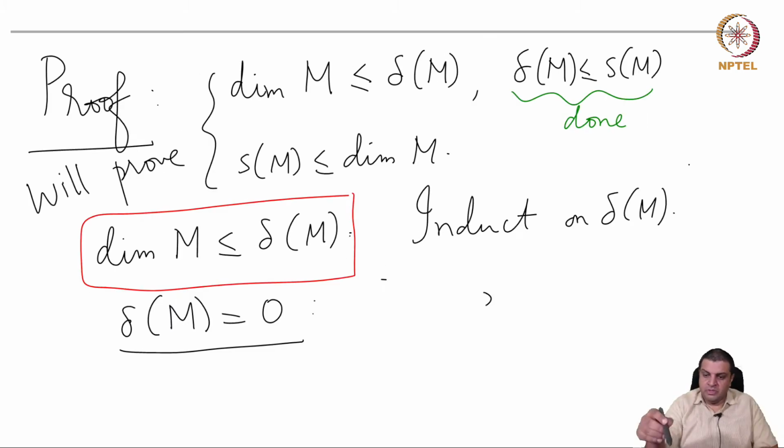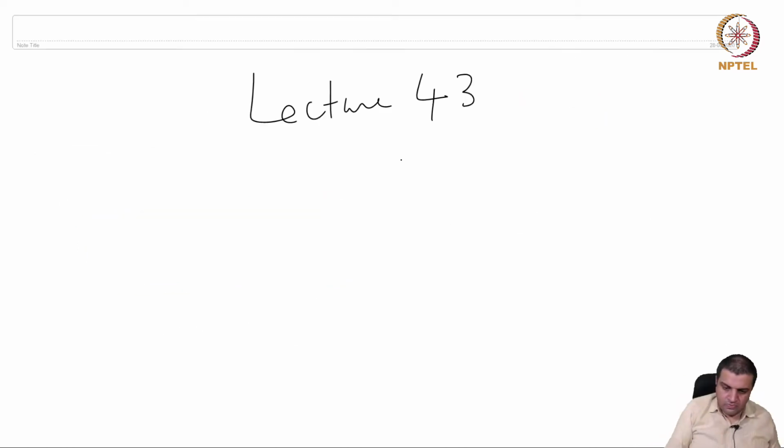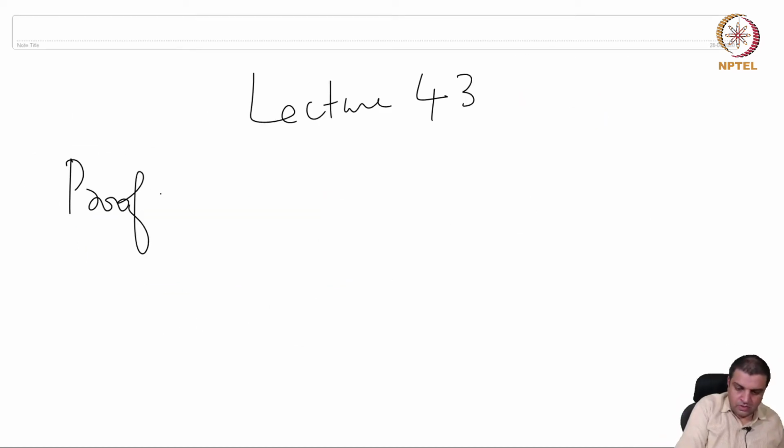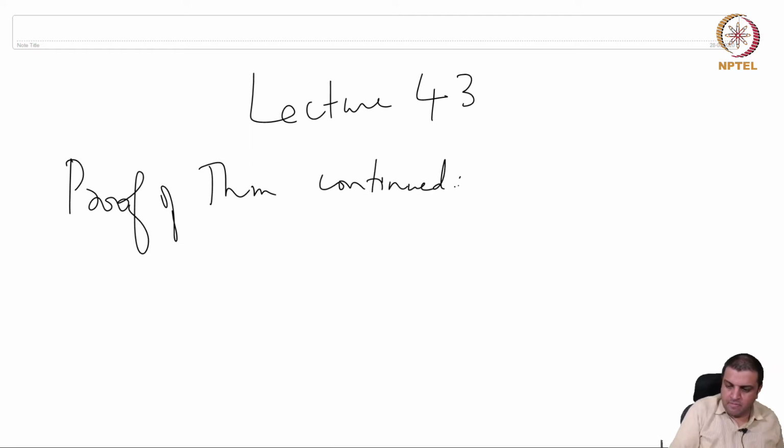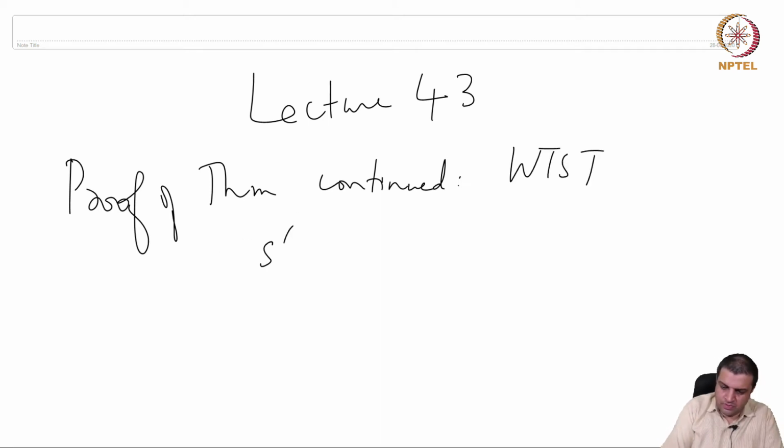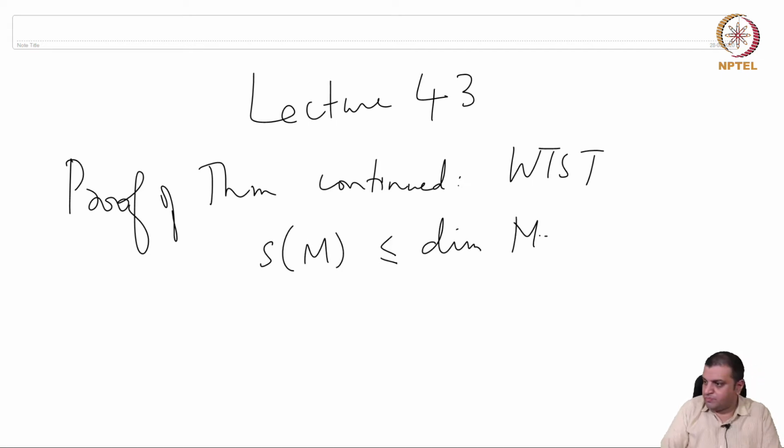And in the proof, we were going to show the three inequalities going in a circle. The first one we had done in the previous lecture. This one we established in the last lecture, and now we will prove this final part. Okay, so this is the proof of the theorem continued. So we want to show that s(M) is less than or equal to dimension of M.